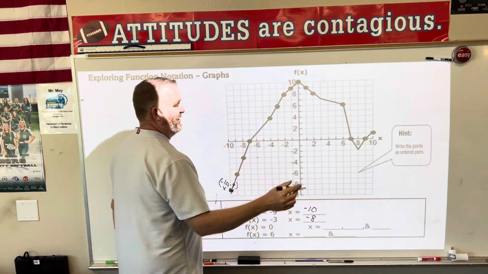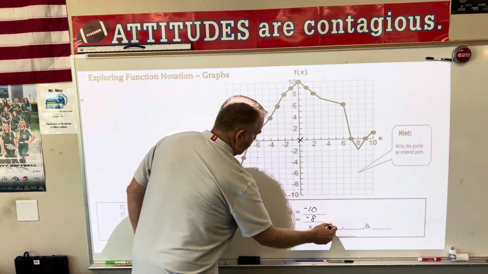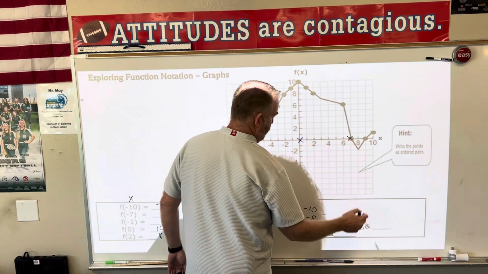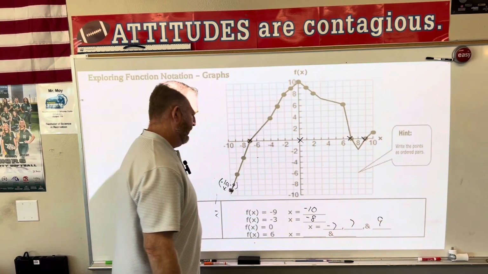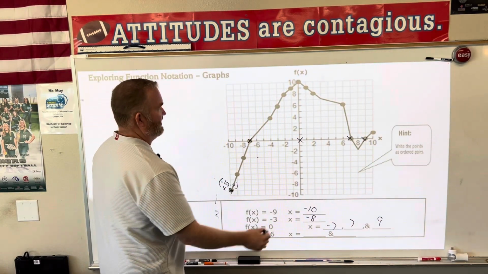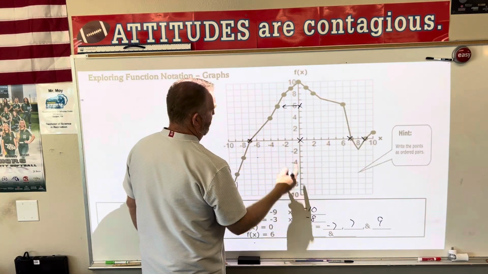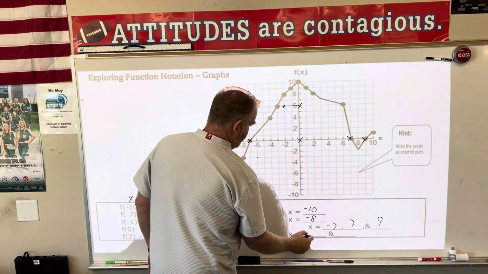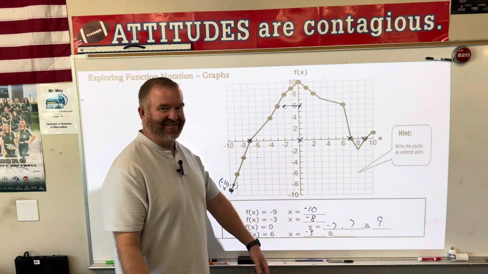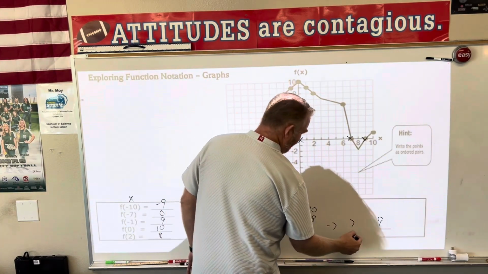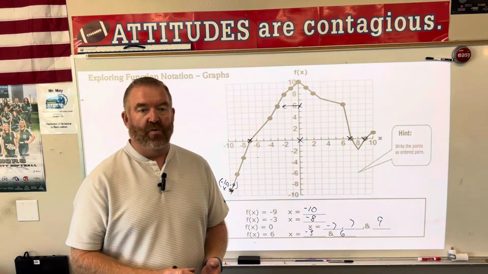If f of x is 0, what's that number? -7. Look over here. What's this one? +7. What's this one? +9. And then f of x equals 6. How many are there? What is that number? -3. +6. All right, 1 to 5.